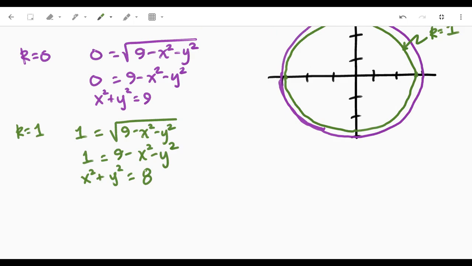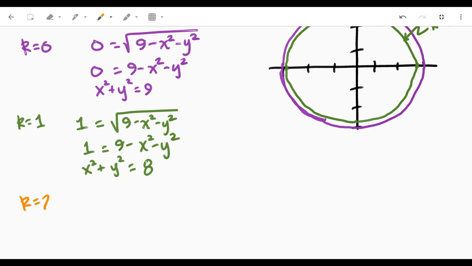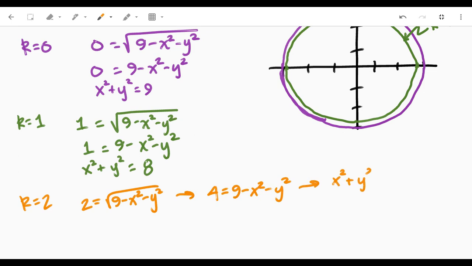Next one, k equals 2. So 2 is the square root of 9 minus x squared minus y squared. So 4 would be 9 minus x squared minus y squared. So x squared plus y squared equals 5. So circle again, centered at 0, 0, with radius square root of 5, which is about 2.23.